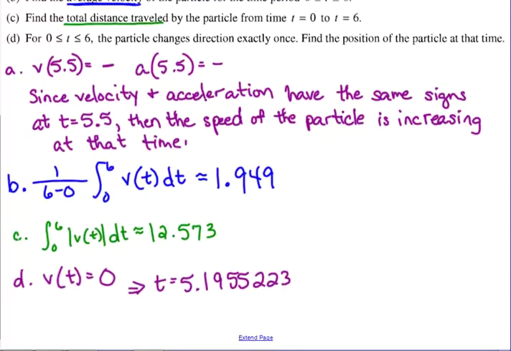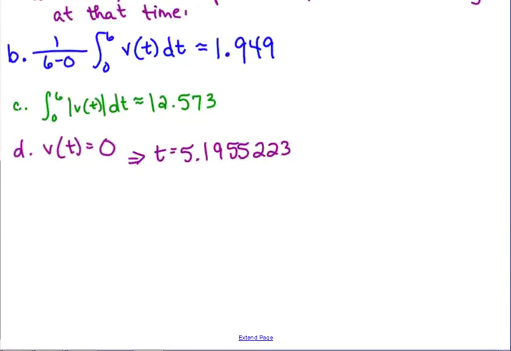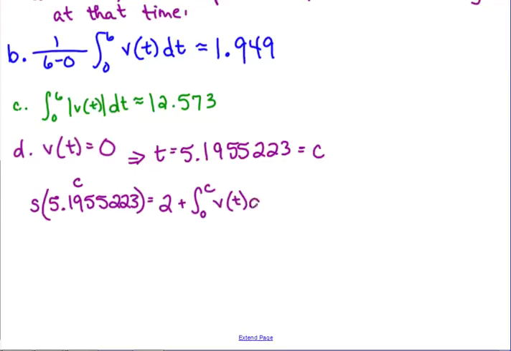So we need to set up our integral now. We are finding the position when it changes direction, so it changes direction at this time. One thing that they tend to do on the exam is when they find something like that, they'll let it equal some random variable like c. So then they would just write s of c is equal to, don't forget, where's our starting point? 2 plus the integral from 0 to, instead of having to write out that big long decimal, they'll just use that variable there of our velocity.